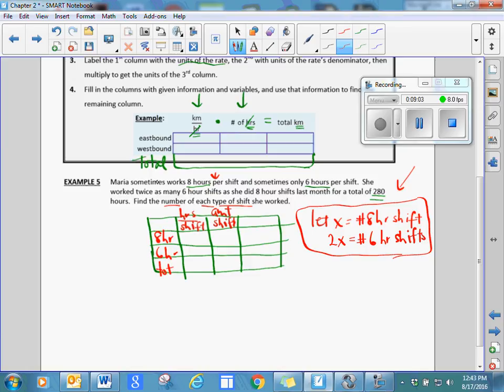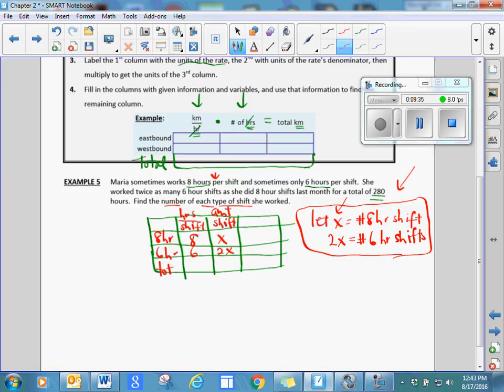So if we go over here, in the 8-hour shift, there are 8 hours in the shift. How many of those did she work? Well, that's our x right there. We don't know how many she worked. We're going to figure it out. The 6-hour shift, again, how many hours in the shift? 6. And how many of those did she work? 2x. So there is your setup.